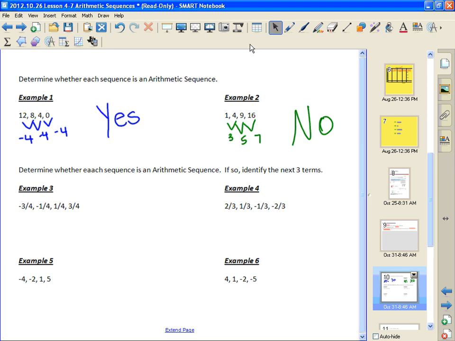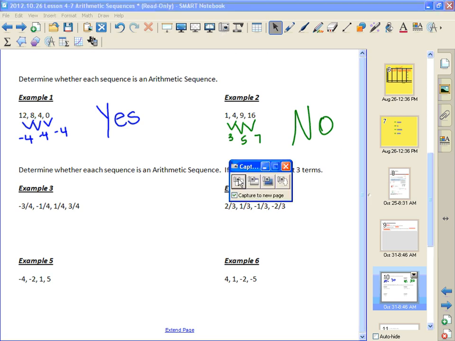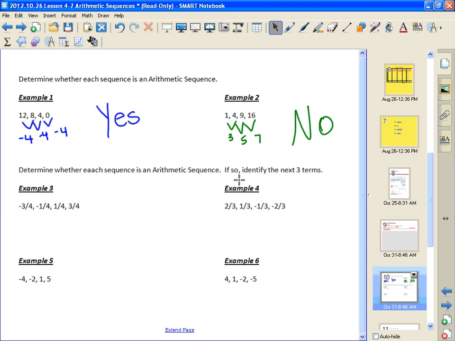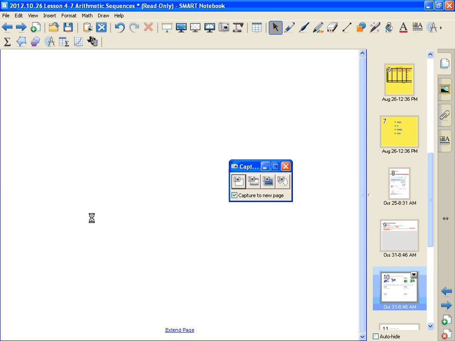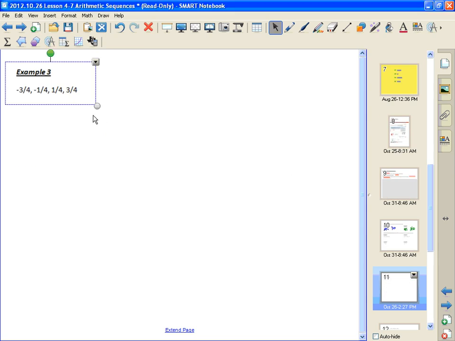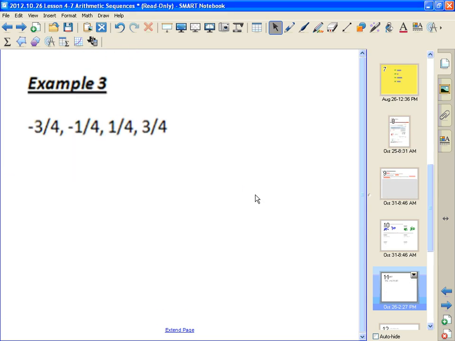Okay, now on example 3, it says determine whether each sequence is an arithmetic sequence. If so, identify the next 3 terms. Okay, so here's the thing. You have to determine what the difference is between -3/4 and -1/4, which I didn't really mean for to be difficult, but there were some people earlier today who couldn't tell me what the difference was. So here's how you find what the difference is.